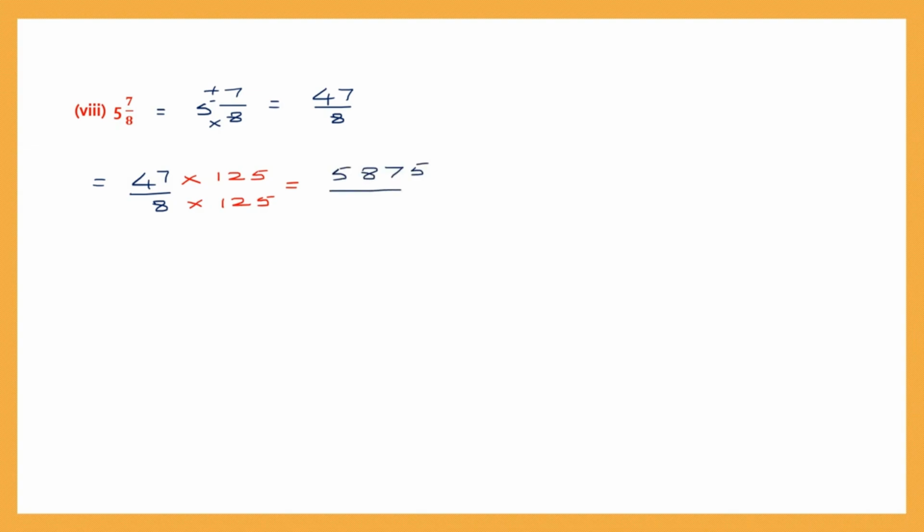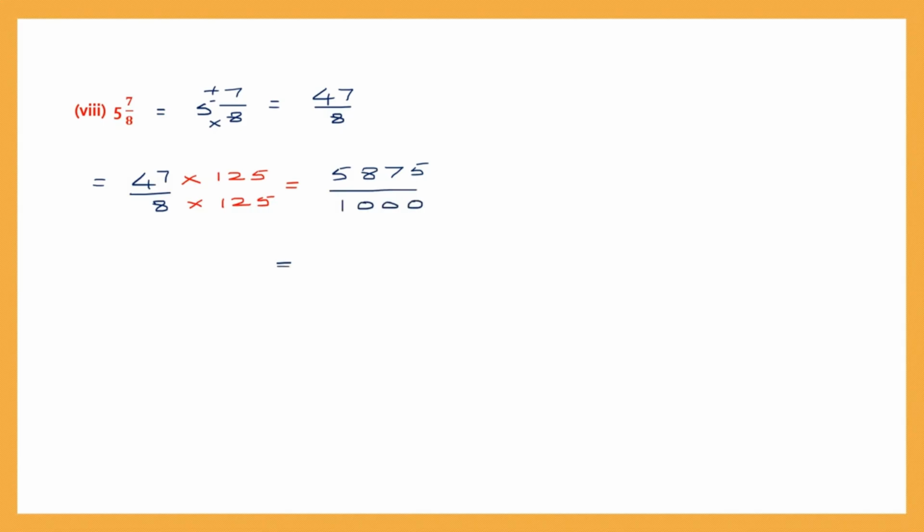Question 8, 5 7 by 8. So first step is conversion. So let's do that. So 5 7 by 8. 8 5s are 40 plus 7 is 47. 47 by 8. Now when you multiply 8 by 125, we get 1000. So let's multiply 47 also by 125. So when you multiply 47 into 125, you get 5875. And here 8 into 125 is 1000.